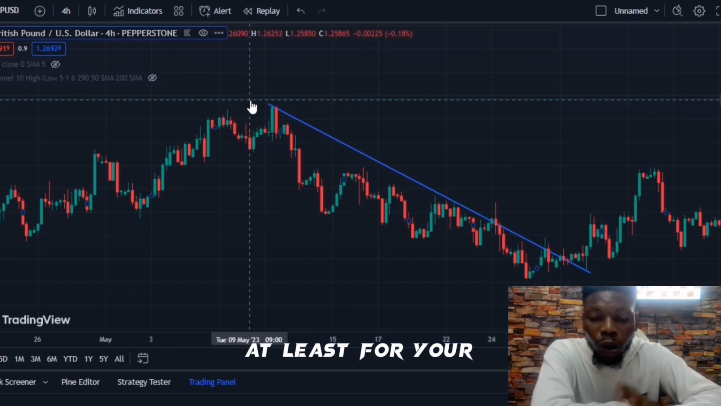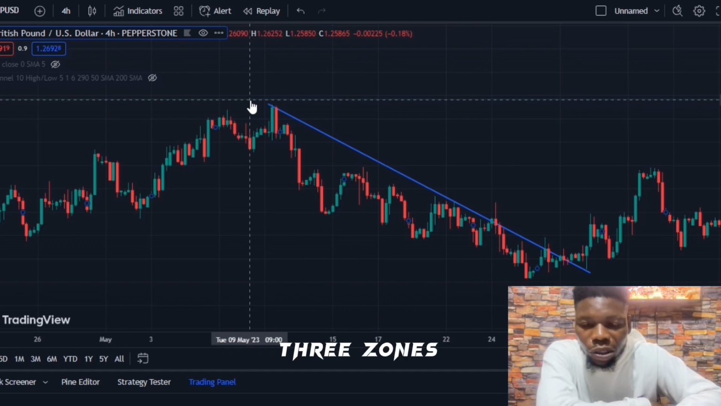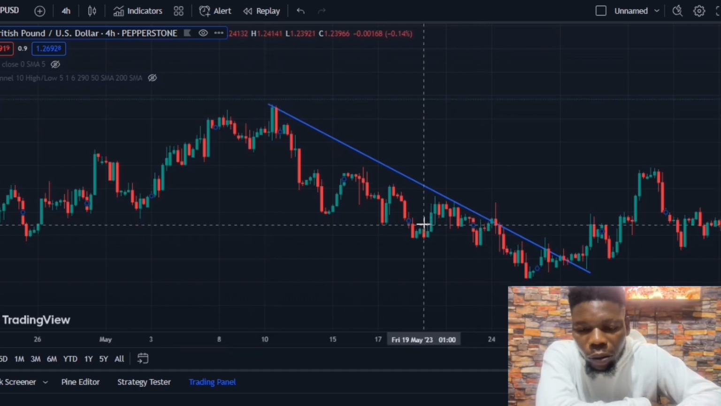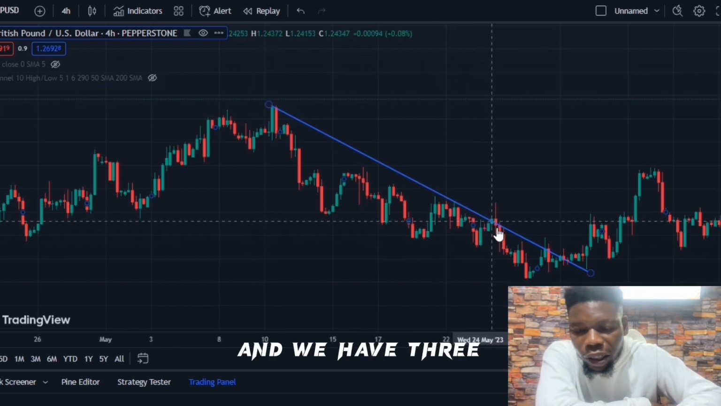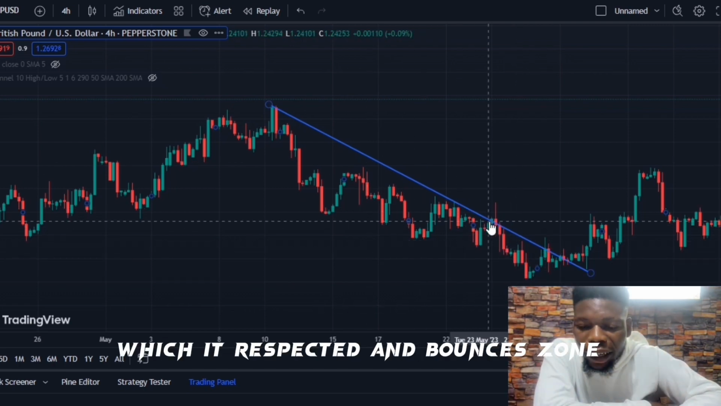So how many key levels do we have here? At least for your trend line to be valid, you need to have at least three zones. How many do we have here? 1, we have 2, and we have 3, and we have 4. Those are the 4 zones which is respected and bound zone.